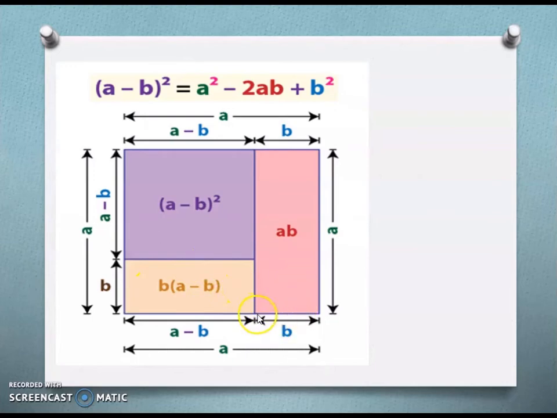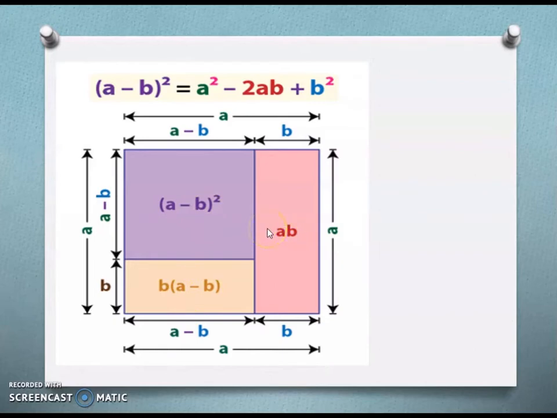And the third will be of width b and length a. So area of this rectangle will be ab. So this entire square of length a by a, this can be divided into 3 squares and rectangles. You can say one of them is a square, other two are rectangles, of area a minus b the whole square, b into a minus b and ab.